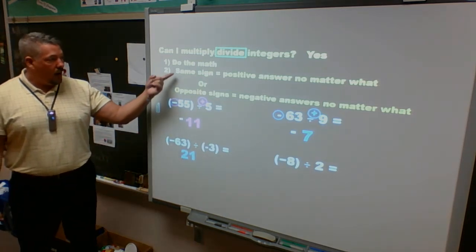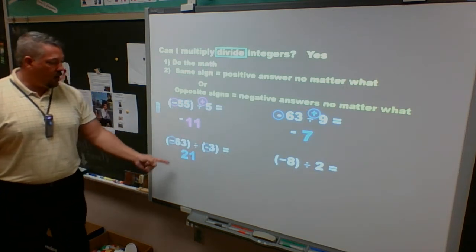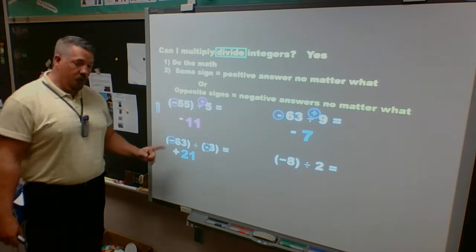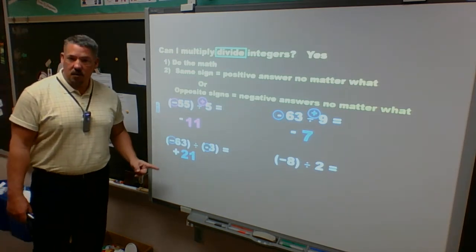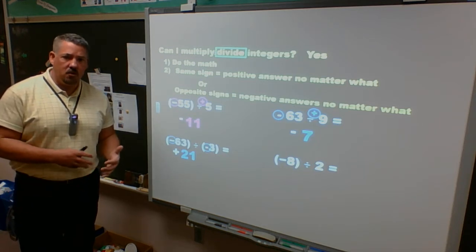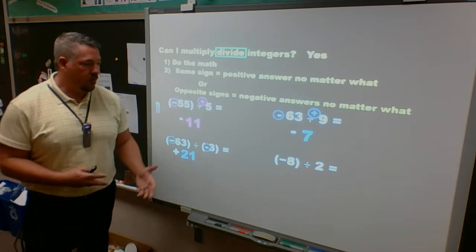This time when I look at it, I have the same sign. They're both negatives. So if they're the same sign, then I know this answer is going to be a positive 21. You do not have to have a positive sign on your answer. I just always suggest it if we're doing integers so you don't get mixed up and confused. If it's negative, you have to have the negative sign.